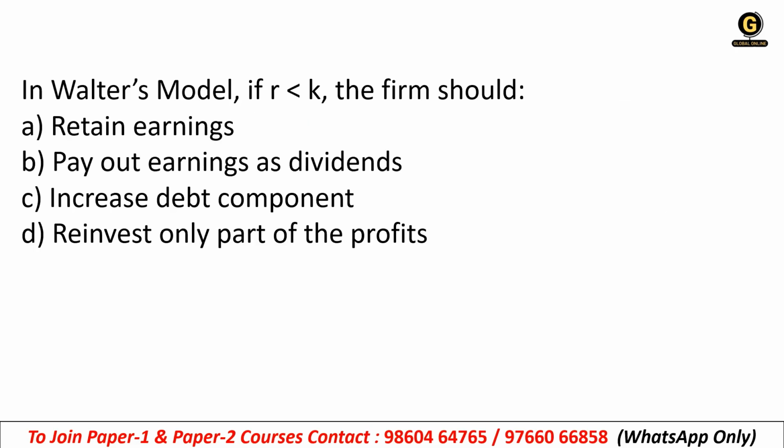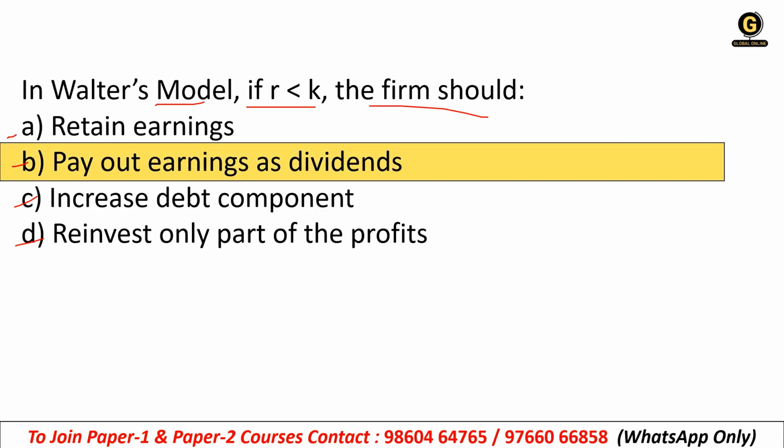Okay, in the Walters model, if R is less than K, the firm should... R is internal rate of return and K means cost of equity, right? When the internal rate of return is less than the cost of equity, that means cost of equity is maximum. What will happen? The firm should A. Retain earning, B. Pay out earning as dividend, C. Increase debt component, or D. Reinvest only part of the profit. So right answer is option B. Pay out earnings as dividend.